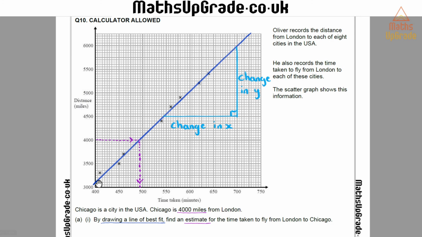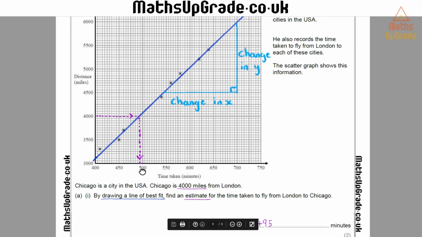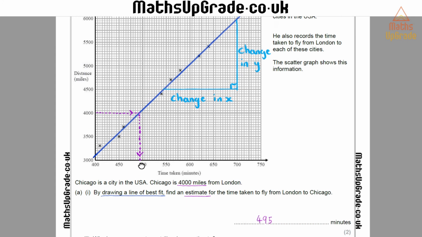Here we go. Now, if Chicago is 4,000 miles, well, here's 4,000 miles, so we can go straight across from 4,000 horizontally with a ruler, reach the line of best fit, then we go straight down with a ruler vertically and read off that value there. And that's the time in minutes. And for mine, it's around about 495 minutes. Yours may be slightly different.